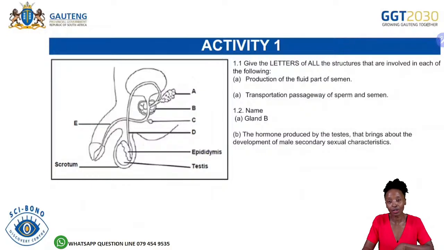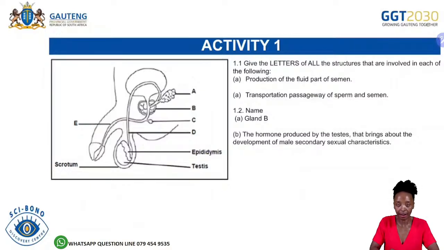Remember, all the questions that we are doing here, we have taken them from the past exam question papers. So some of you might have seen them, you've already done this. Some of you are seeing them for the first time. So we are all going to benefit at the end, whether you've seen it for the first time or you've seen it before. So activity 1 is based on this diagram.